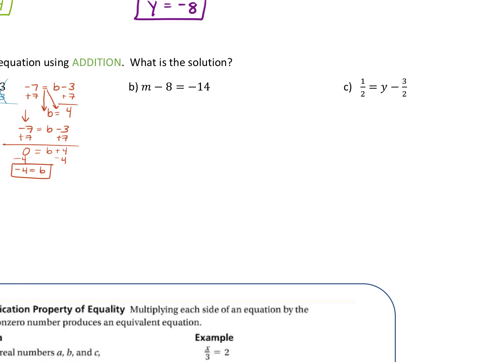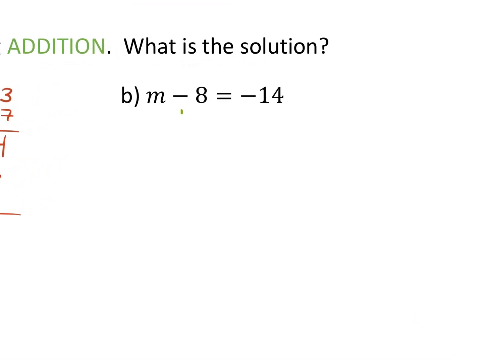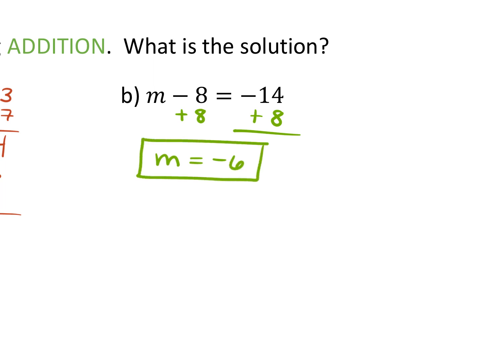All right, so tell me what you did for B. You added 8. Okay, so add 8 to both sides. And again, watch out for those negatives. M equals what? Negative 6. Negative 14 plus 8 is a negative 6. And you can always plug it back in to check your work.